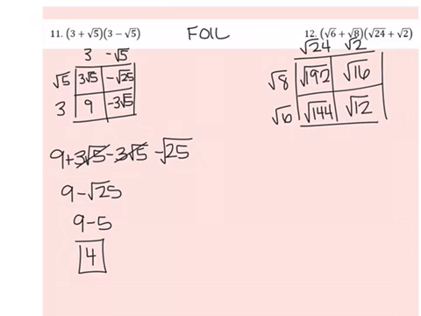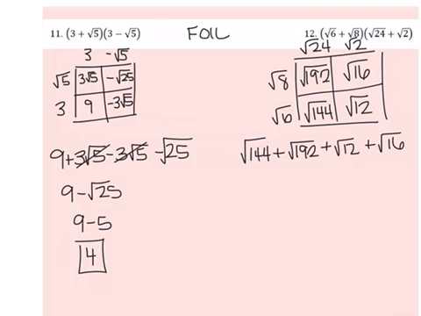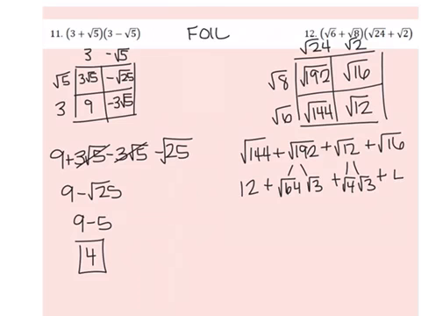So we're going to add all of our insides together. So I'm going to have square root of 144 plus square root of 192 plus square root of 12 plus square root of 16. Now this is going to be a little long problem here because we want to simplify anything we can. I know the square root of 144 is just 12. I'm going to simplify the square root of 192. I know 64 is one of those perfect squares that goes into 192, and it's 64 times 3. 12, I'm going to simplify into square root of 4, square root of 3. And I know square root of 16 is just 4.